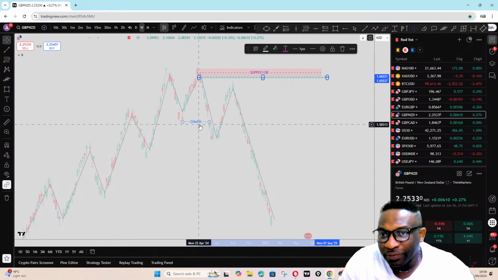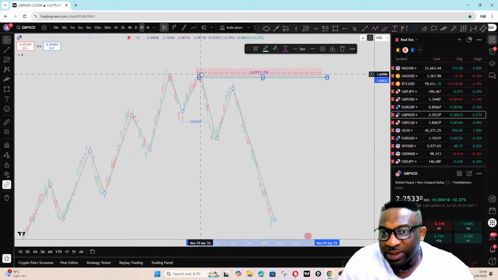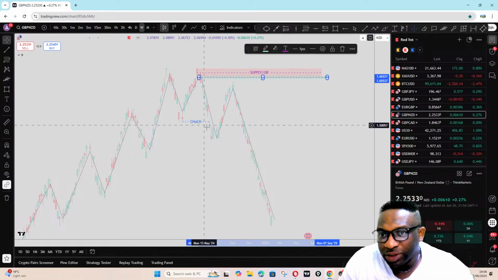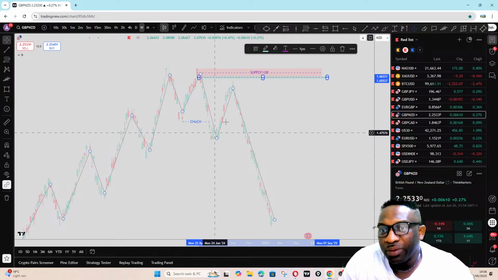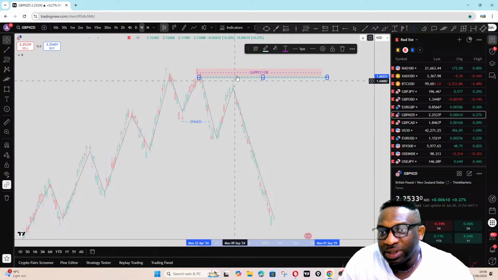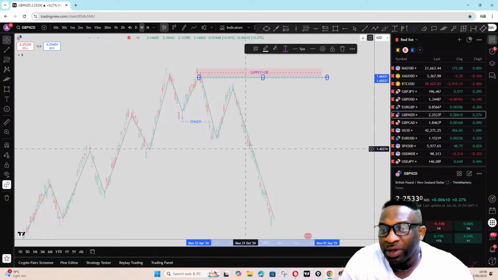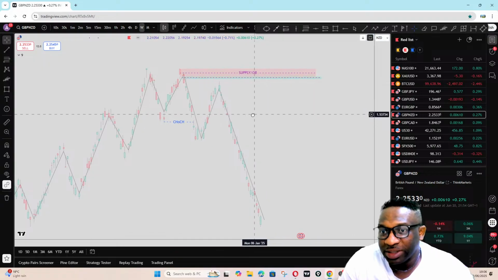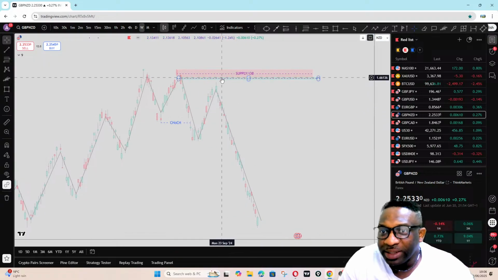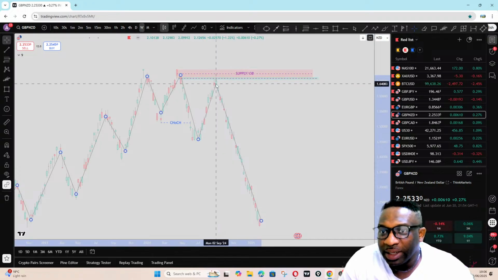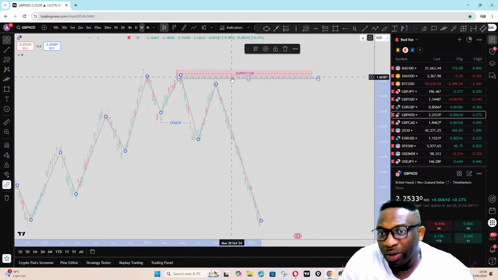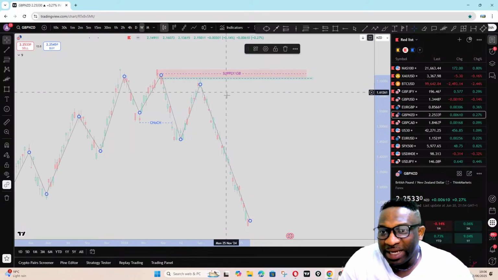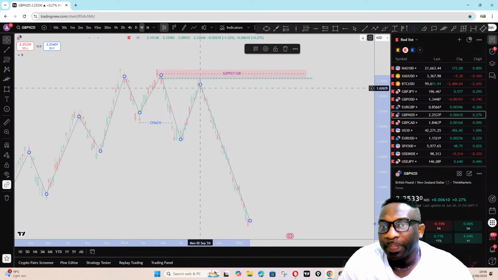First of all, we had a change of character. Once we had a change of character, this is the origin, from which we caused this change of character. We expect price to make a retracement back to this area of interest, then sell off. All we look to do in this particular strategy is wait for price to tap either into the fair value gap area or the supply zone. Then we look for a sell setup.